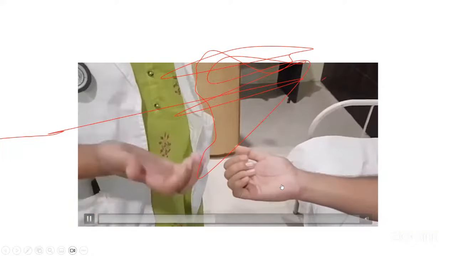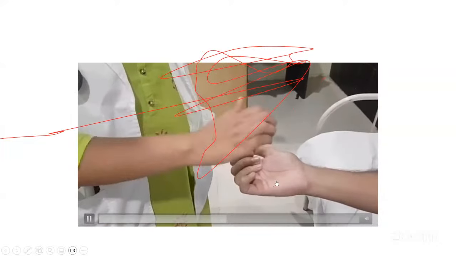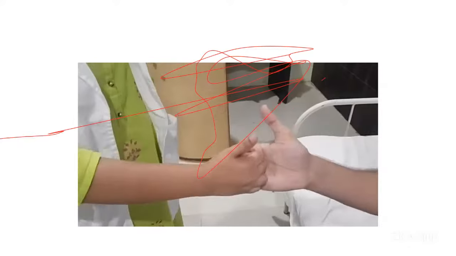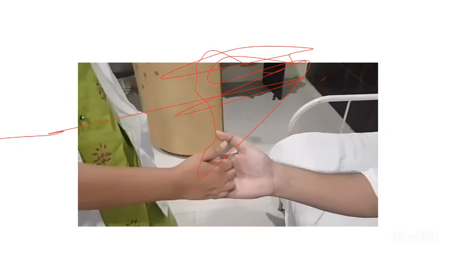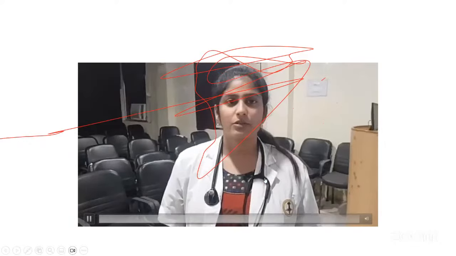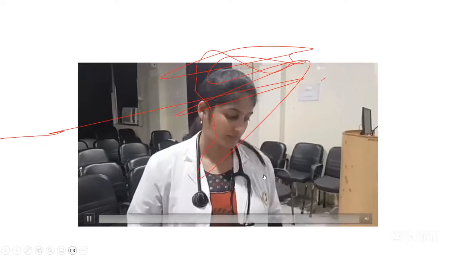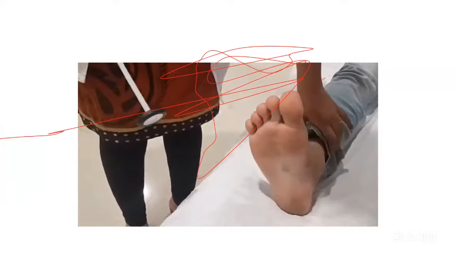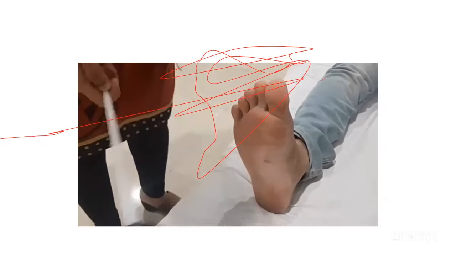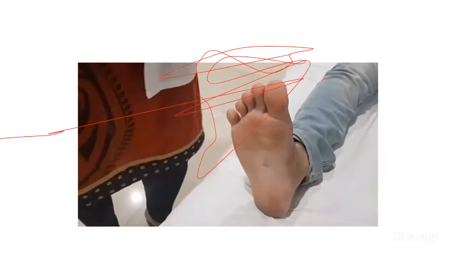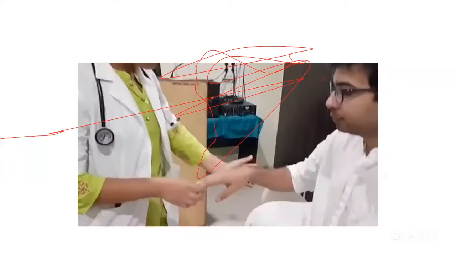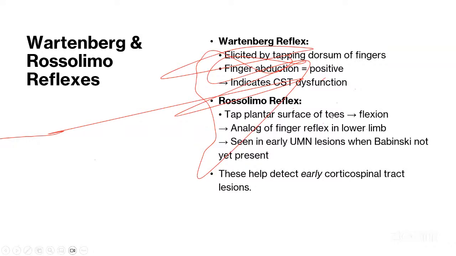Now we are seeing the Wartenberg sign. This is seen in a UMN lesion. So I think we have already shown Wartenberg's and Rossolimo.